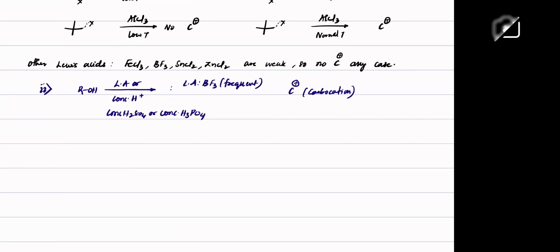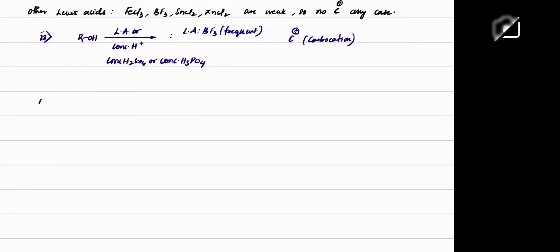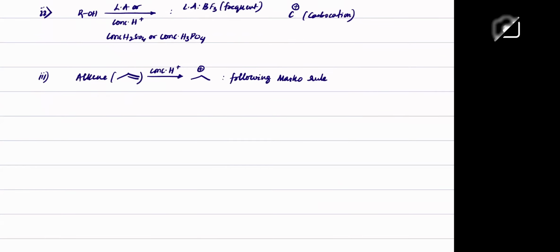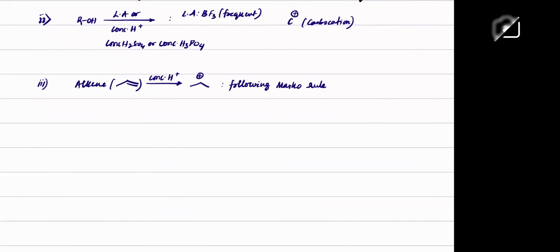Same way, if you have an alkene like this, for that we require concentrated H plus. Again, that comes from H2SO4 or concentrated H3PO4. Understood? That will create a carbocation following Markovnikov's rule. So this is the case in which you will see this kind of reaction take place.